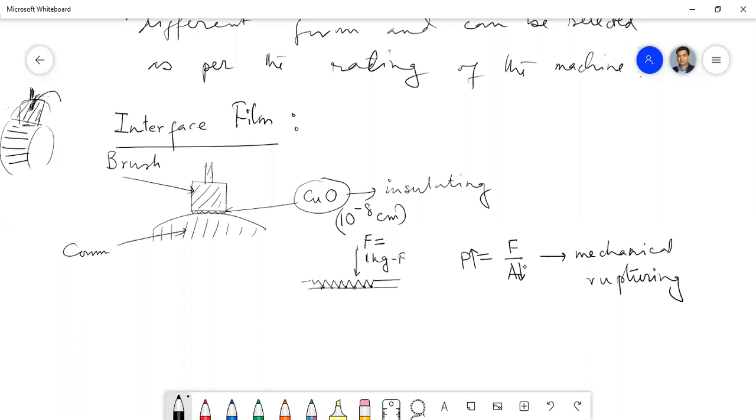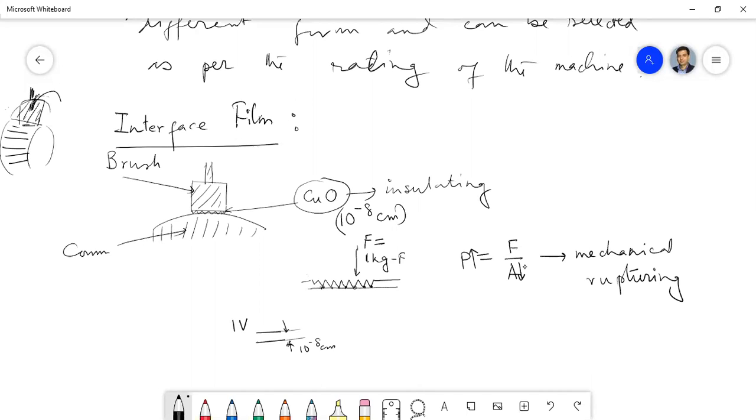The second thing is electrical breakdown. The thickness I have already mentioned here, 10 to the power minus 8 centimeter. So if we have some voltage, what is the voltage? Suppose the voltage is 1 volt for one brush. Suppose this is the layer. What is the thickness of this layer? The interface film layer is 10 to the power minus 8 centimeter. And the potential difference is 1 volt.